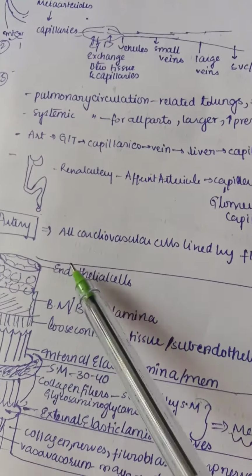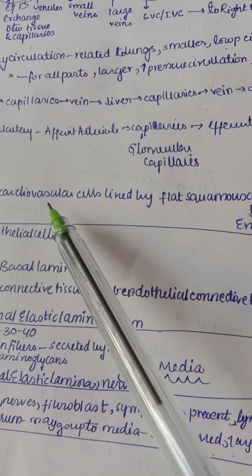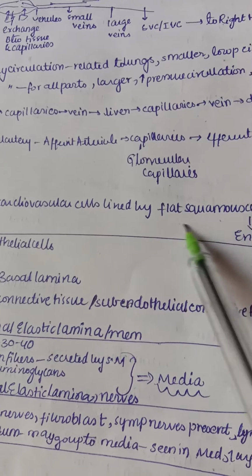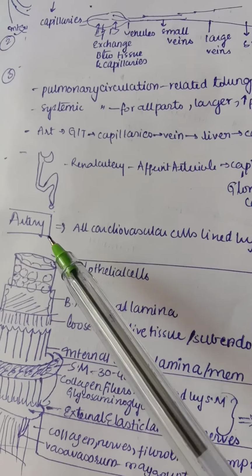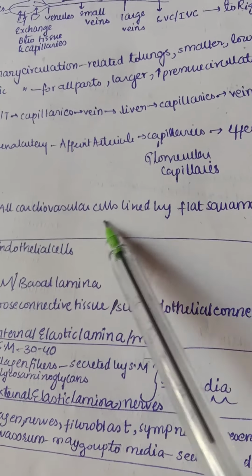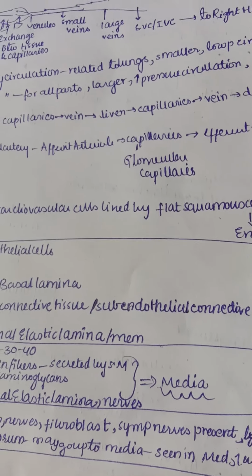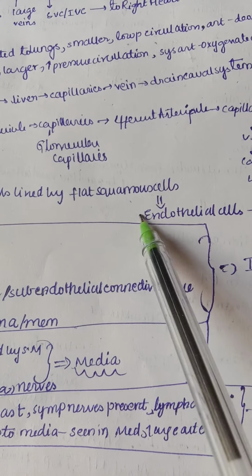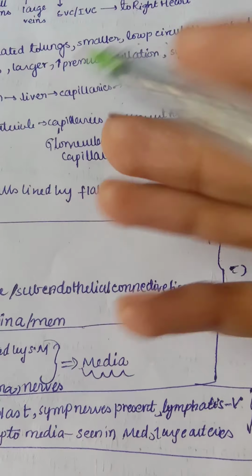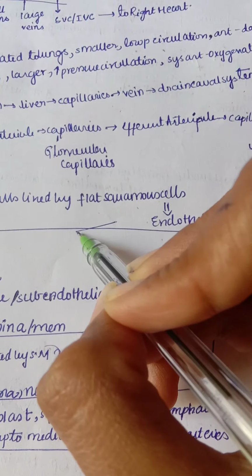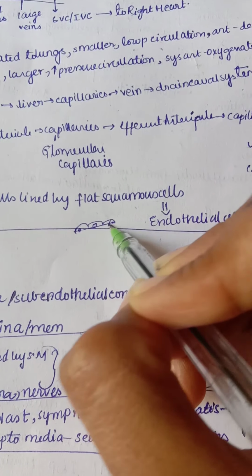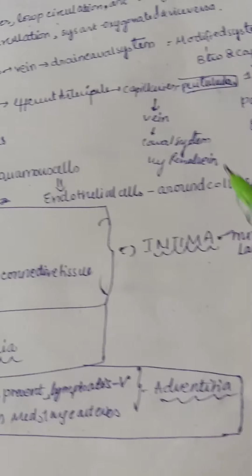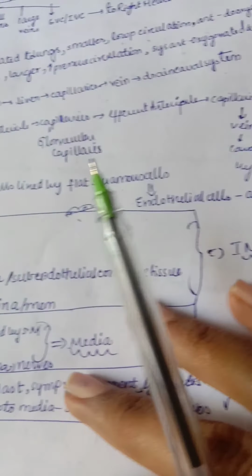And now let us see the artery. All cardiovascular vessels are lined by flat squamous cells, that is, simple squamous epithelium. We know that in arteries, all cardiovascular vessels are lined by flat squamous cells, that is nothing but endothelial cells. So we know every vessel or every artery has endothelial cells in it. For example, like this we have endothelial cells. So these are nothing but the simple flat squamous cells, and they are around the collagen.